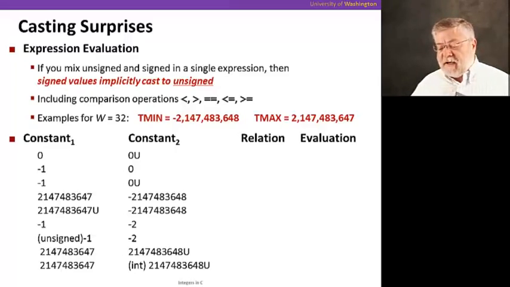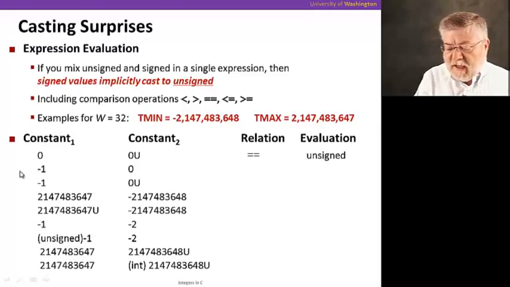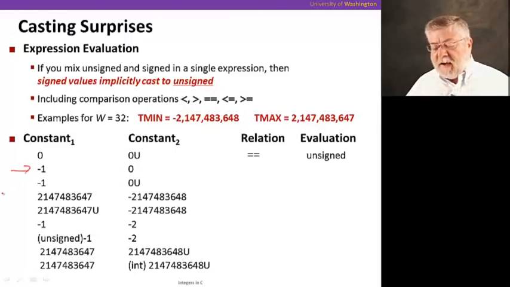Well, these values are exactly the same, but they're both evaluated as if they were unsigned. In other words, this signed 0 is being reinterpreted as an unsigned number. Fortunately, 0 is all the bits are 0 in either case, so that's pretty straightforward to do. Let's take a look at the next one.